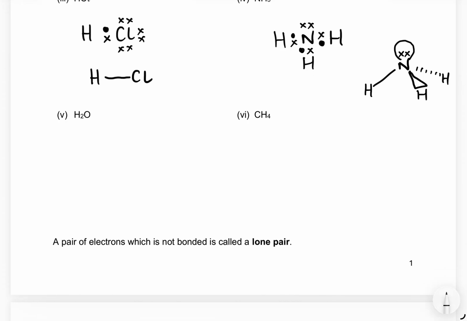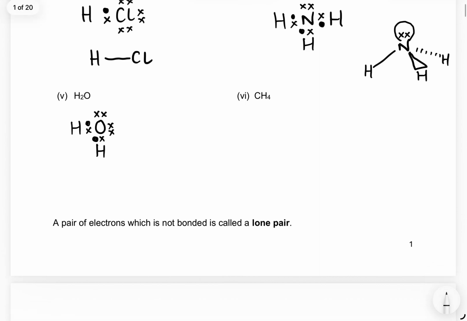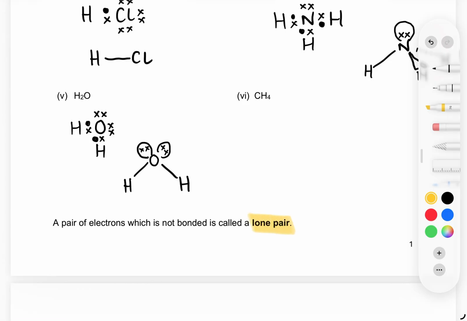Water: oxygen is in group 6. So if we go around, 1, 2, 3, 4, 5, 1, 2, 3, 4, 5, 6. We end up with 2 hydrogens, making oxygen have 8 electrons. Each hydrogen's got 2. If we were to draw that, it isn't in a line because actually these 2 lone pairs take up space. So I always think it looks a little bit like Mickey Mouse ears on the oxygen's head. It's got 2 lone pairs and 2 bonded pairs. So a lone pair here is a pair that isn't bonded. These are lone pairs, pairs that aren't bonded around the central atom.